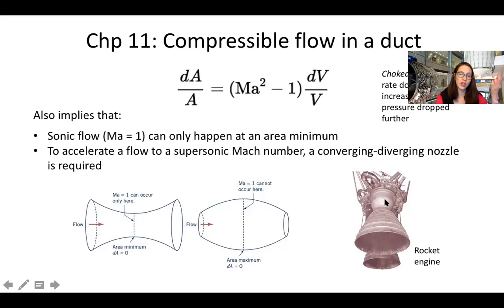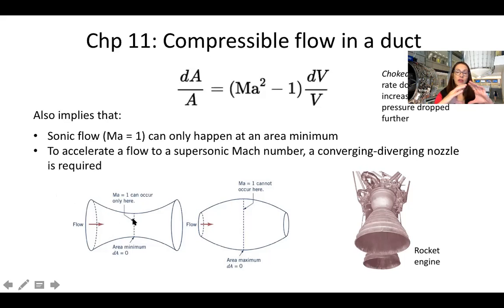That's why when you look at a rocket engine or any rocket booster, anything that is meant to give hypersonic or supersonic flow, it always has a converging diverging shape, because Mach number 1 can only happen at the throat, the minimum area. So you have subsonic flow coming in, it accelerates because the area is getting smaller. Then at the throat, it hits Mach 1. Now the flow is sonic.